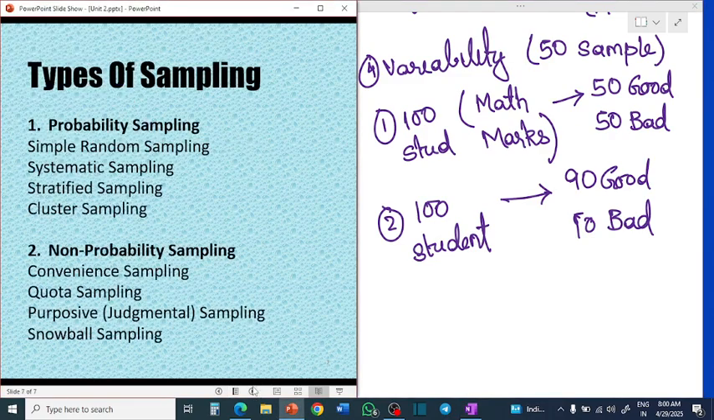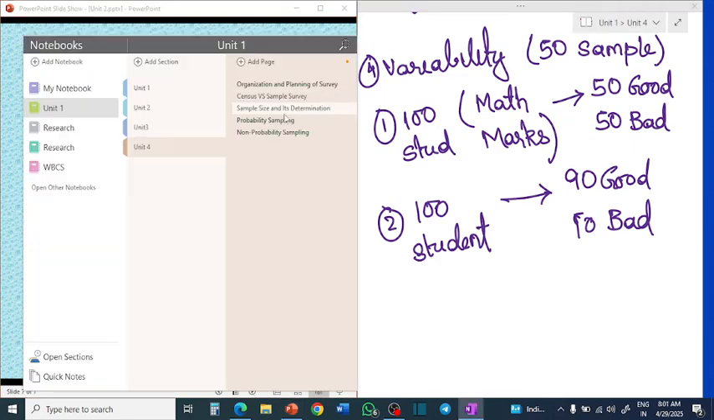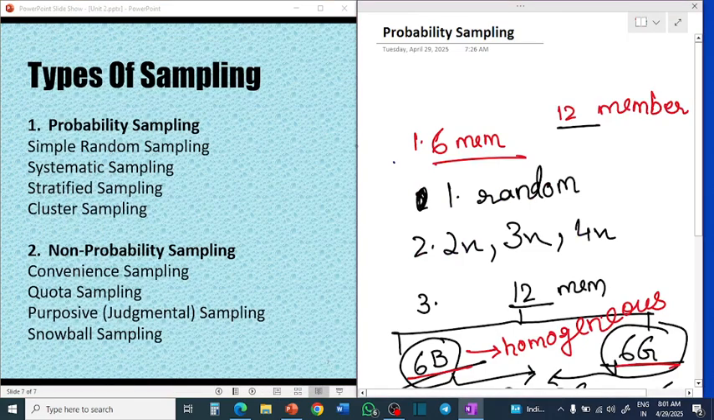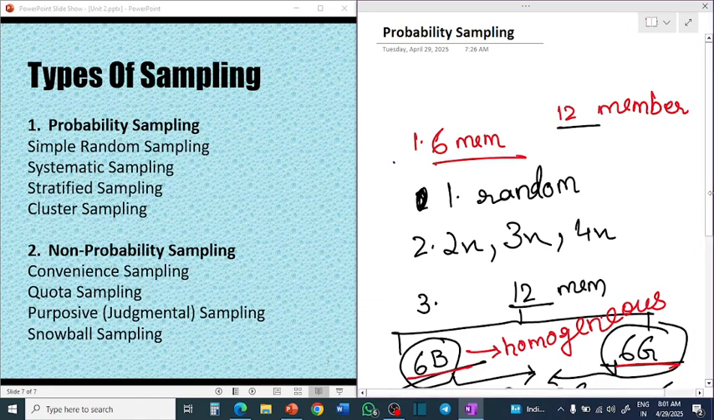So now we will study about the types of sample. Basically there are two types of sample. One is called probability sampling and the next one is called non-probability sampling. What is probability sampling? Probability sampling is nothing but random sampling. When you pick up members randomly, it is called random sampling.